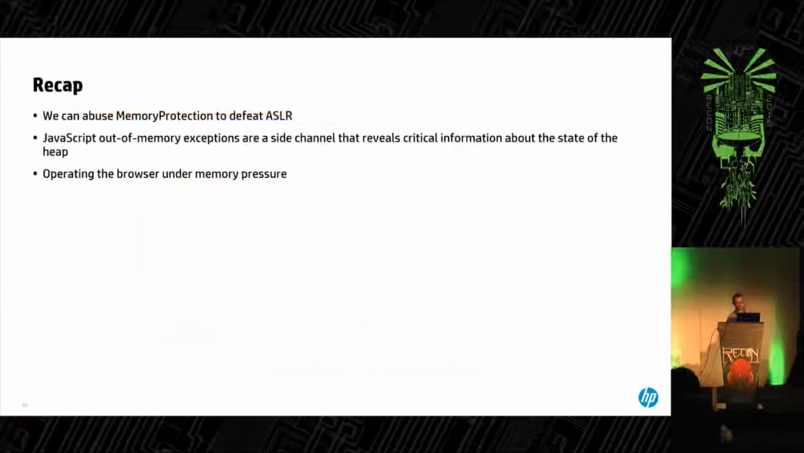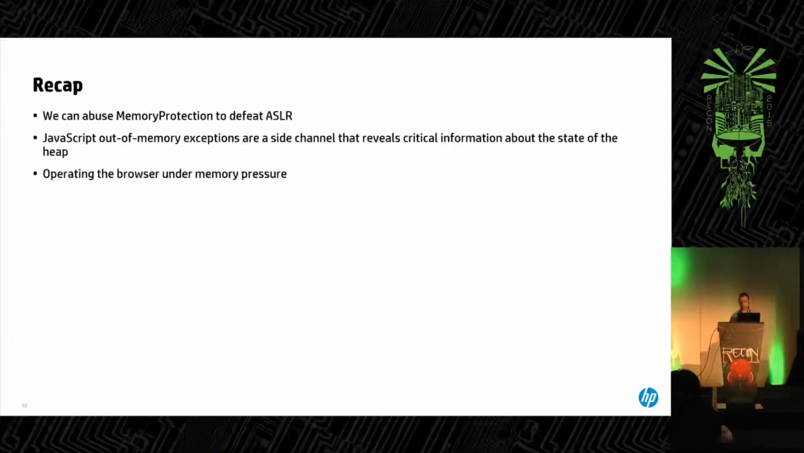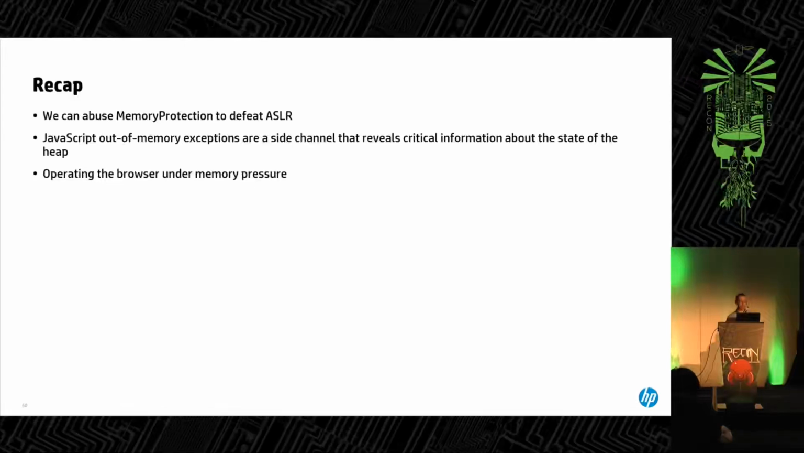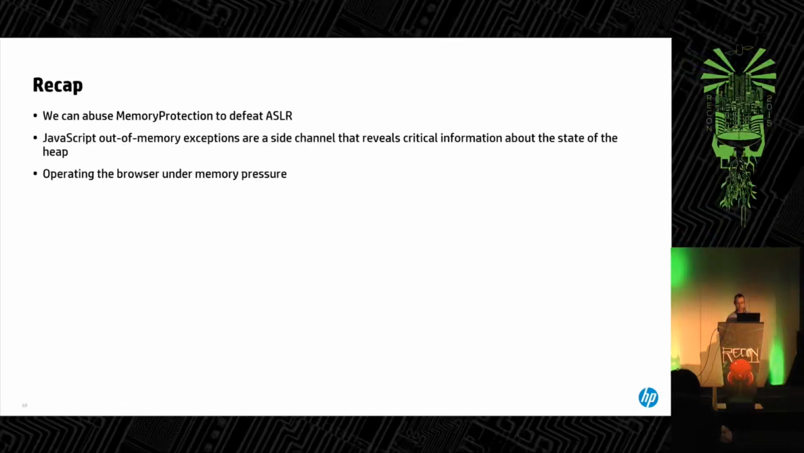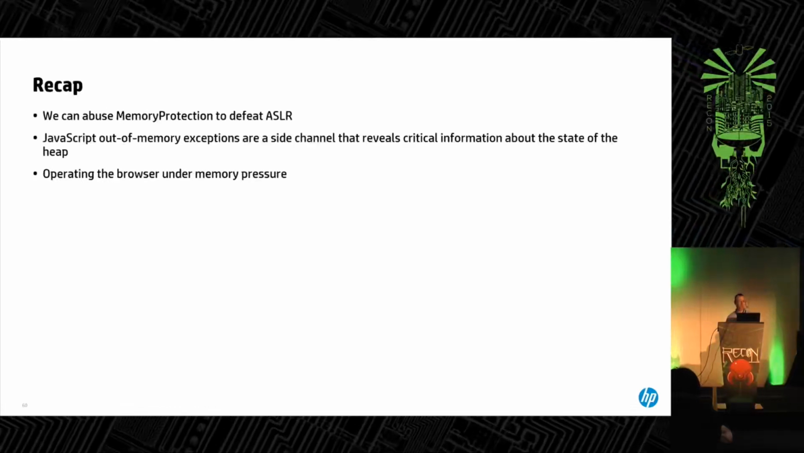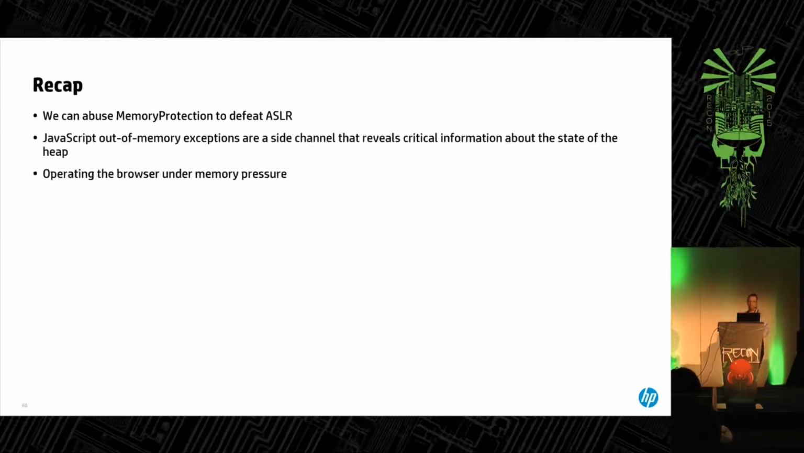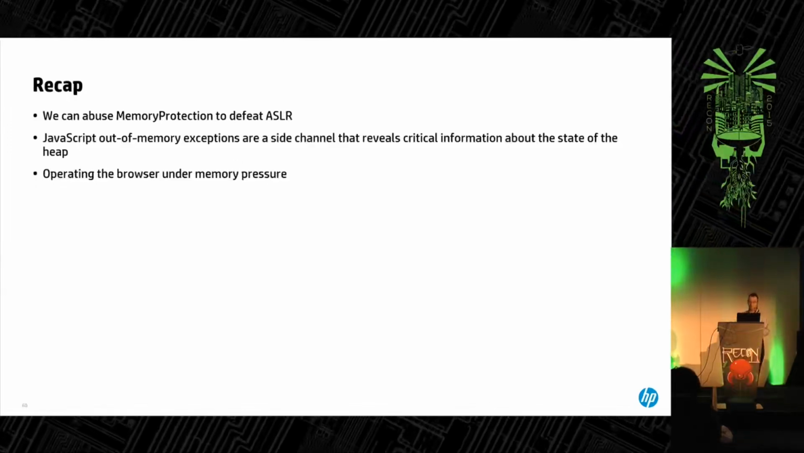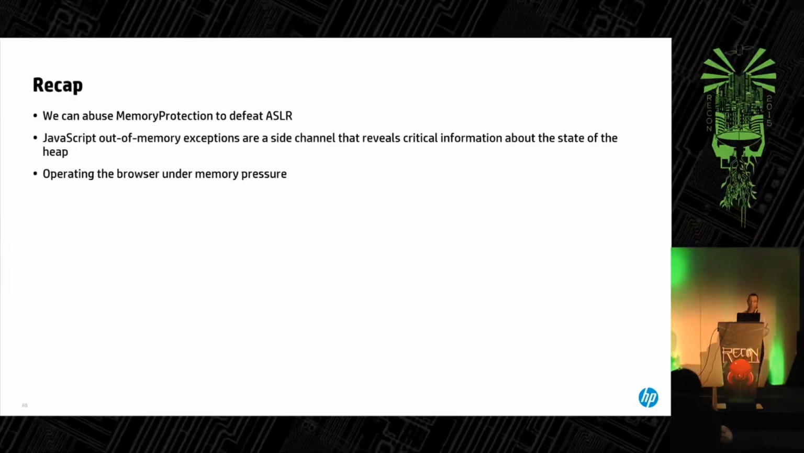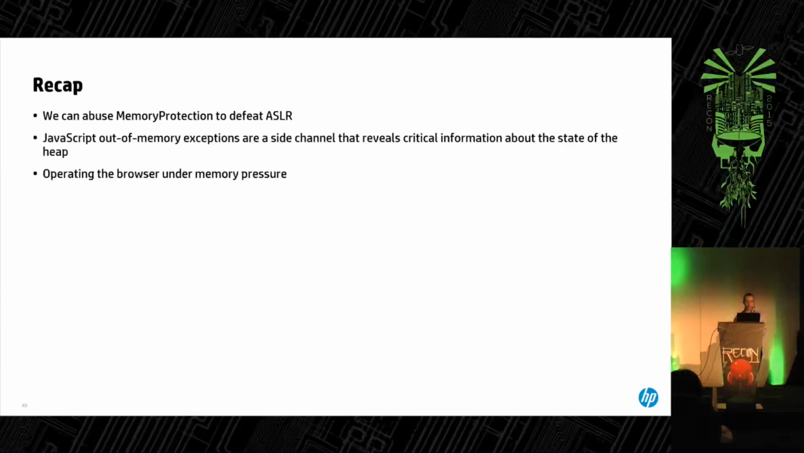Okay, so this has been a lot of fun. What started out looking like something that was non-exploitable turned out in the end to be a reliable ASLR bypass. And the key insight that made it possible is that JavaScript out-of-memory exceptions are a side channel that reveals critical information about the state of the heap. I don't think it's been recognized before, and there are really interesting possibilities that open up when you operate the browser under memory pressure.